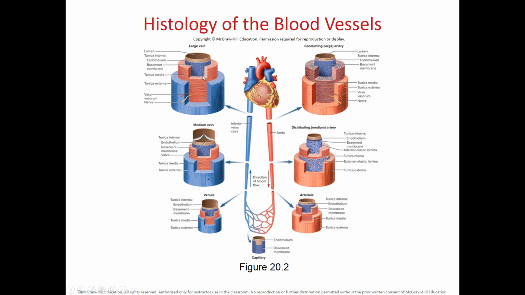So if you see here, within these large veins, we have a thick tunica media, which is this, and a thick tunica externa, which is this. And then we have the vasa vasorum that provides blood supply to these layers. And in here we have the tunica intima or tunica interna, and then the basement membrane.